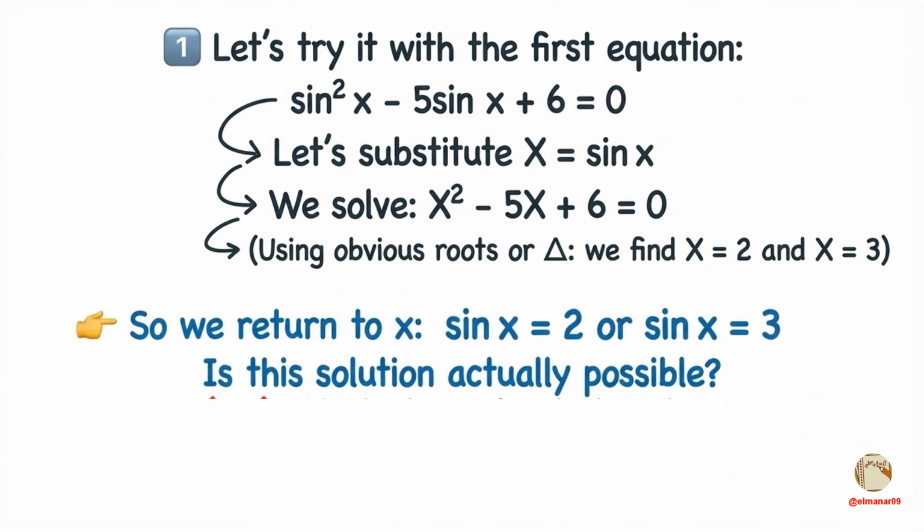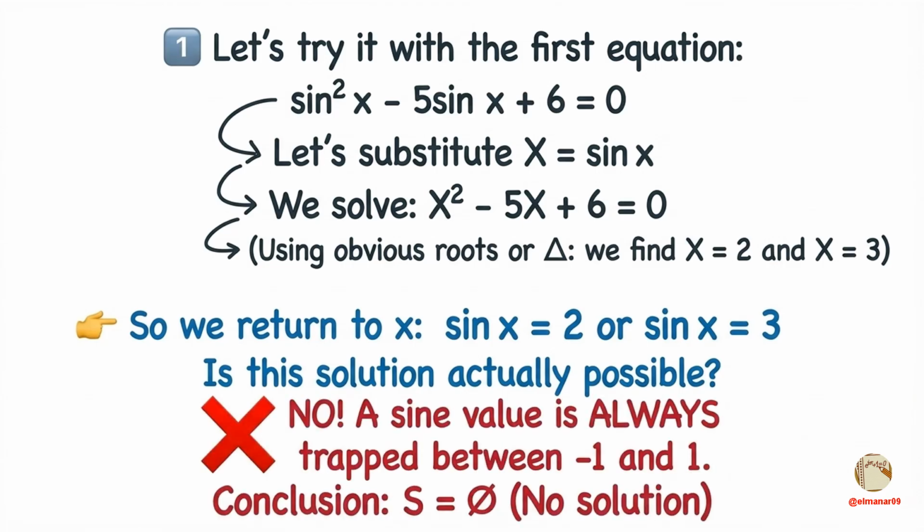Look at the red arrow in the diagram. Is this solution possible? Let's go back to our starting point. We said that capital X equals sine of x. That would mean sine of x equals 2 or sine of x equals 3. Think for a moment. Does that sound correct? Look at the big red cross.